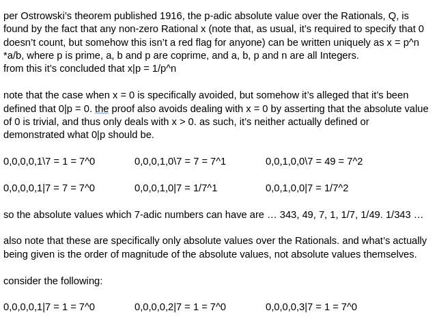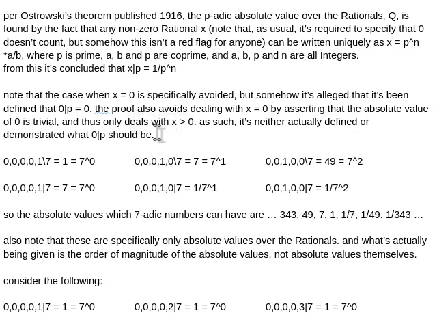The p-adic absolute value over the rationals is found by the fact that any non-zero rational x, note that, as usual, we're required to specify that 0 doesn't count. But somehow this isn't a red flag for anyone. This is going to come back. Now, note that the case when x is 0 is specifically avoided. But somehow it's alleged that it's been defined, that 0, its absolute value with respect to p is 0. Allegedly that's been defined.